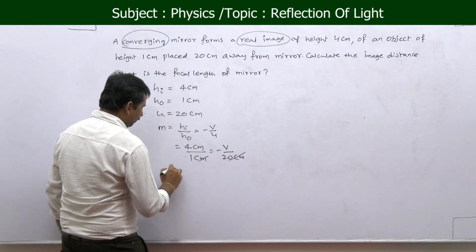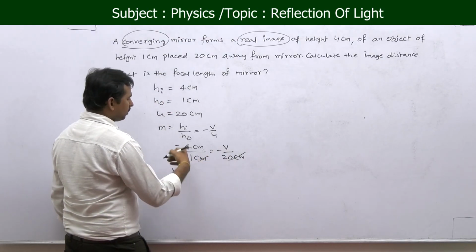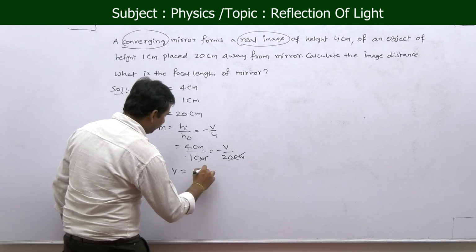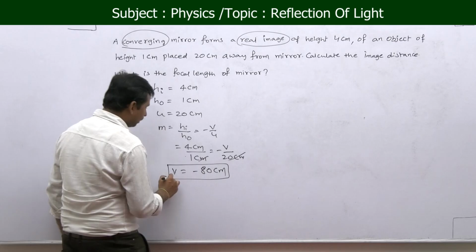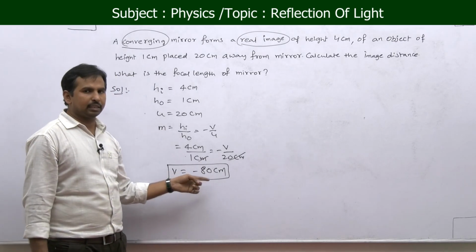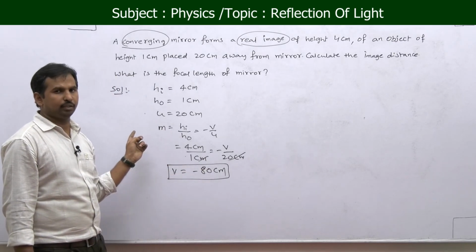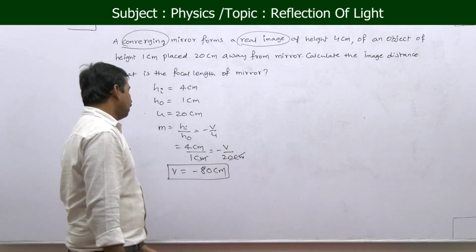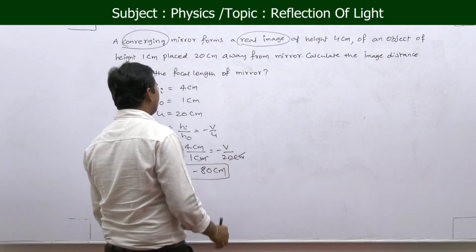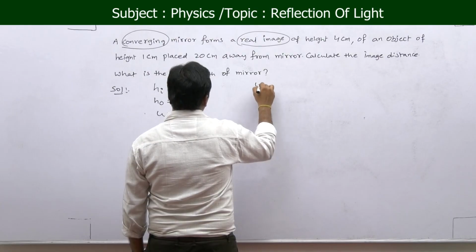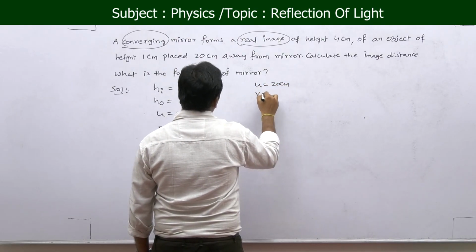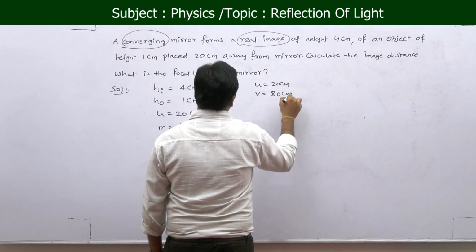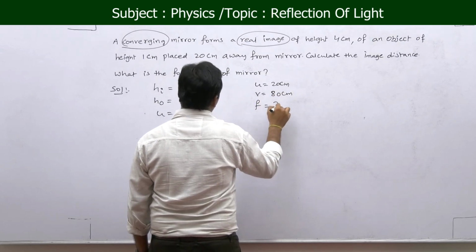Then v is equal to, bringing this v to this side, 20 into 4, 80. Then v we got as minus 80 centimeters, whereas minus represents that the image is forming on the same side. Okay. Now, we got the v value, and u is given already as 20 centimeters. Now v we got 80 centimeters and we need the focal length again.